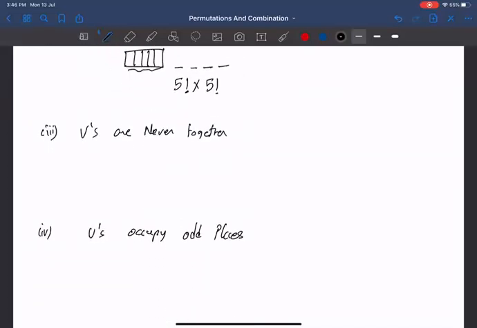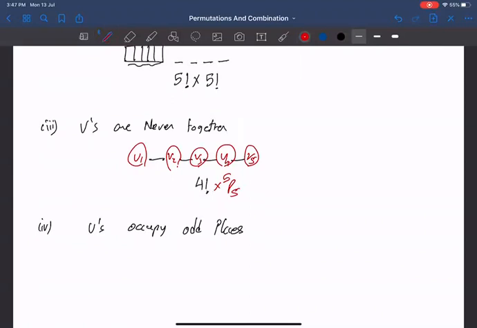Vowels are never together. Next part. So never together मतलब क्या करने का, vowels को बाहर फेंक दो. Arrange the consonants. How many consonants are there? So there are 4 consonants. 4 consonants can be arranged within themselves in how many ways? 4 factorial. Now call back vowels. So vowel 1, vowel 2, vowel 3, vowel 4, vowel 5. 5 places are there and 5 vowels are there. They can be arranged within themselves in how many ways? 5P5 or 5 factorial ways.